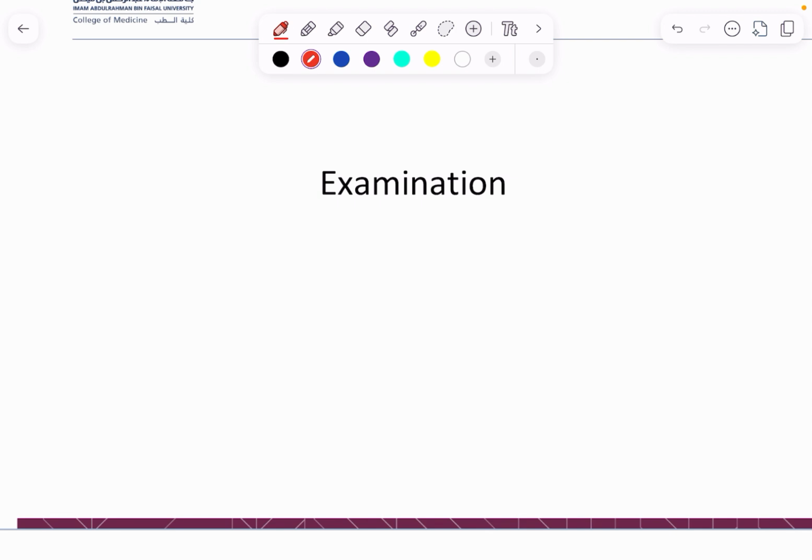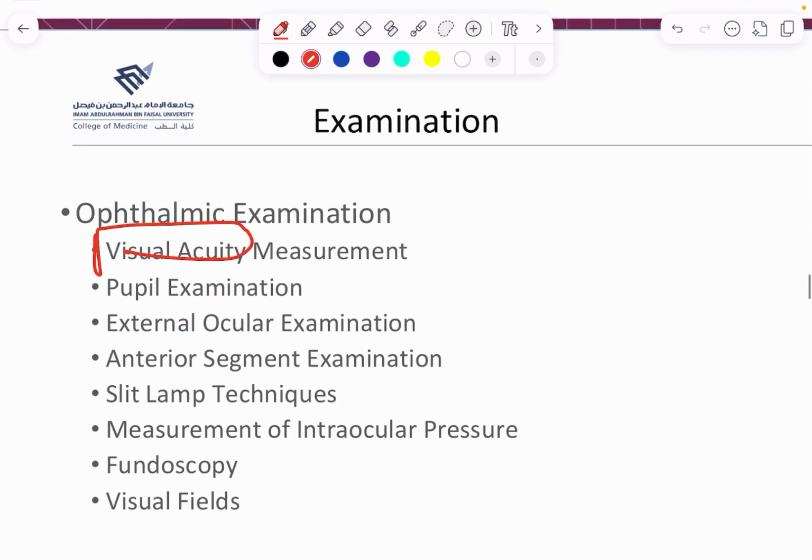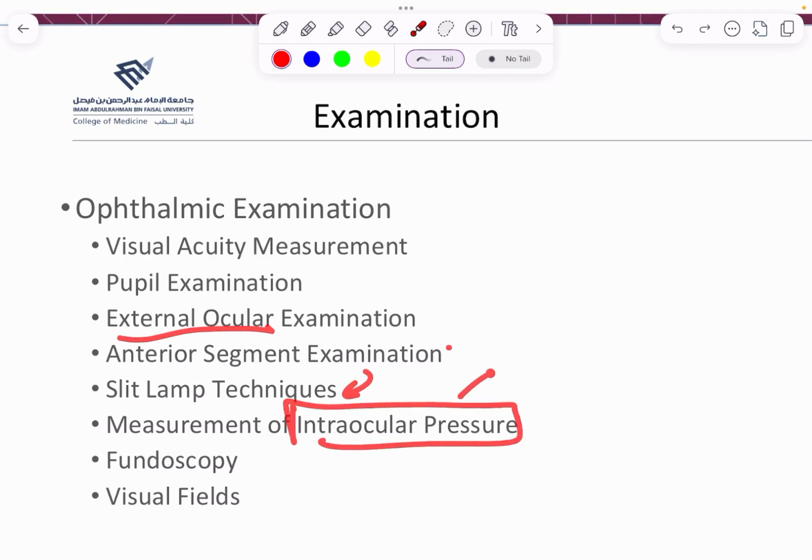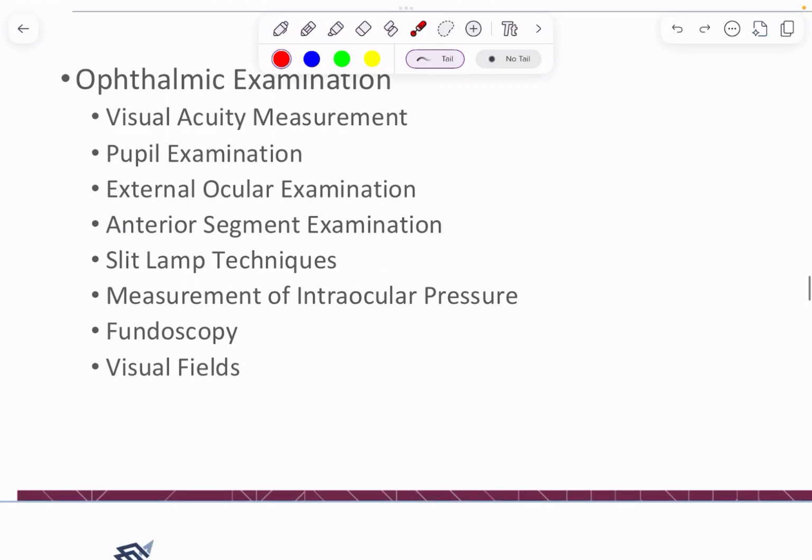We come to the physical examination. The most important thing is going to be the visual acuity. Then we're going to examine the patient's pupils, and we're going to examine the external eye as well as the anterior segment using the slit lamp. And then we're going to measure the intraocular pressure. This matters to us in glaucoma, which is the next lecture. Then we're going to use the fundoscope to visualize the retina and measure the patient's visual fields.